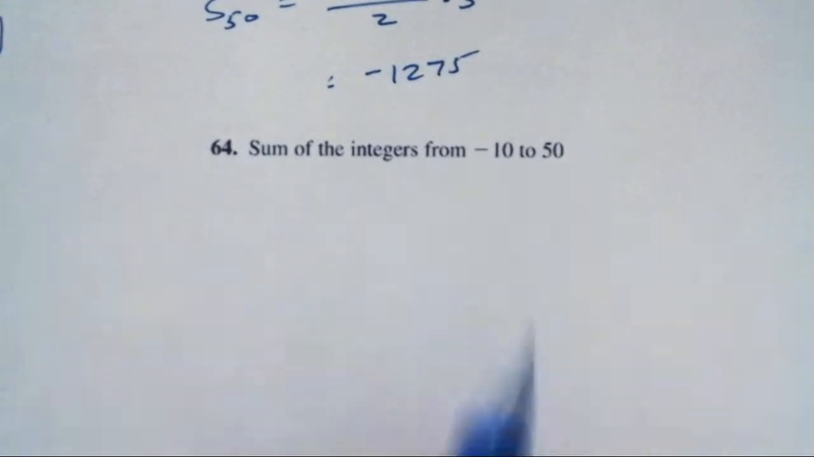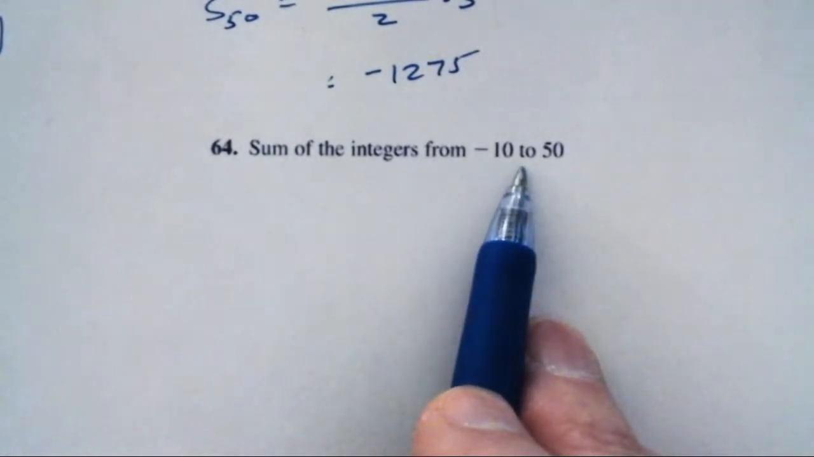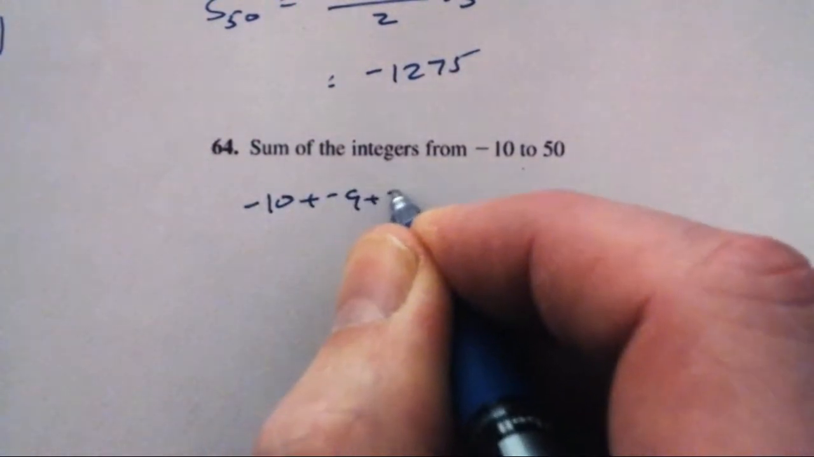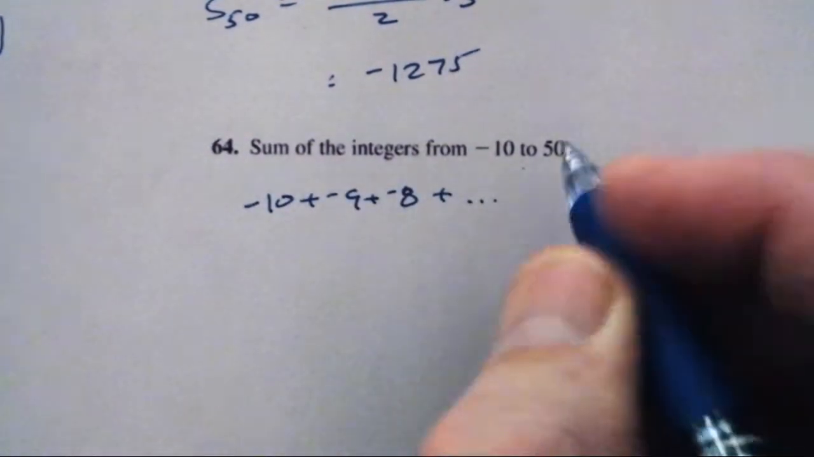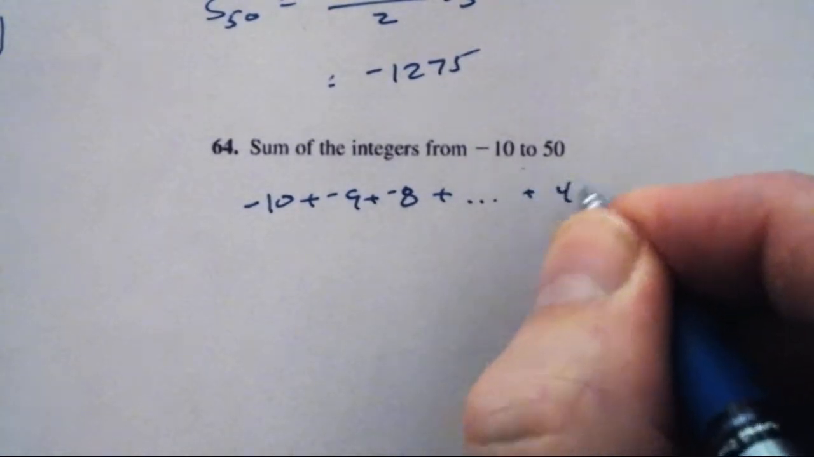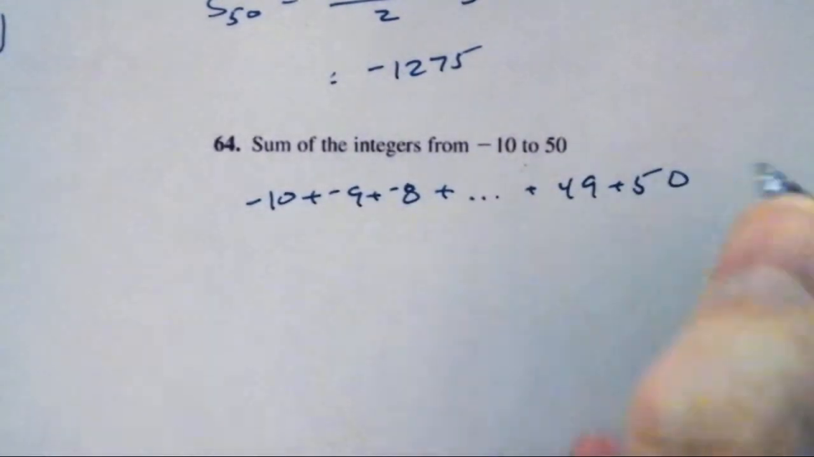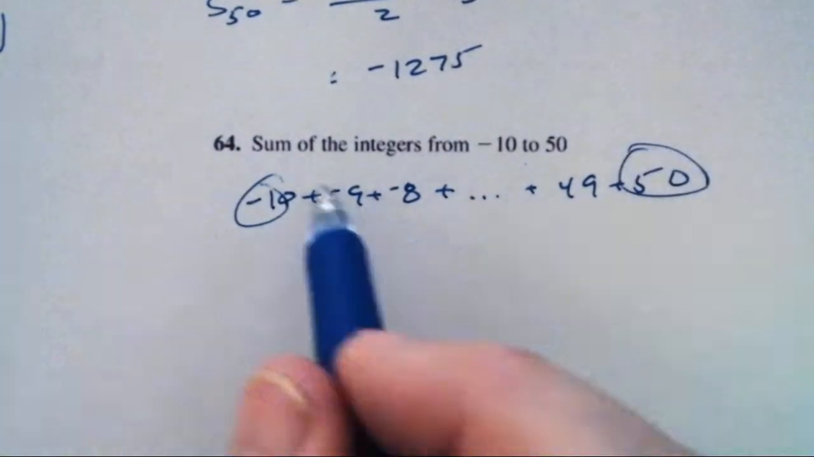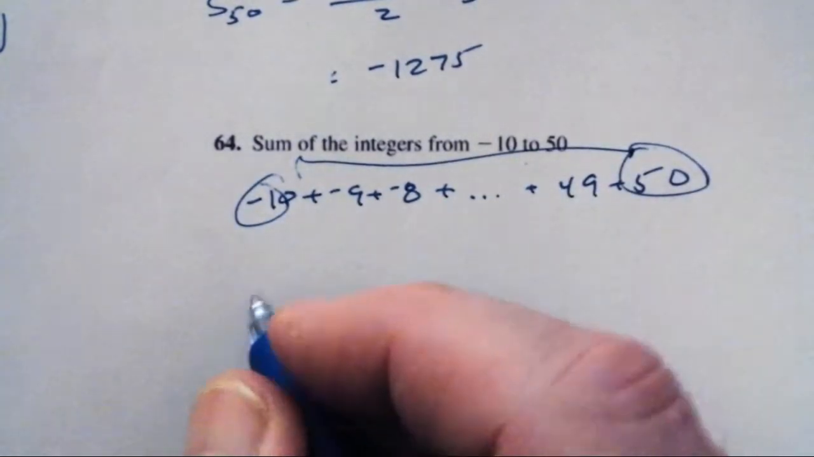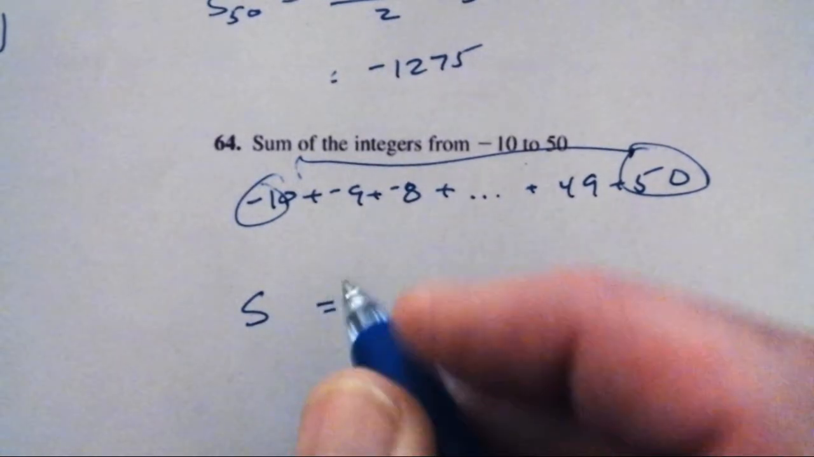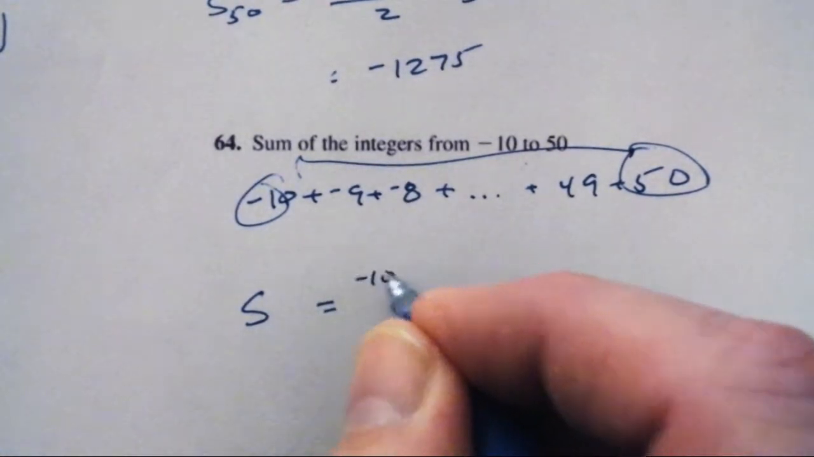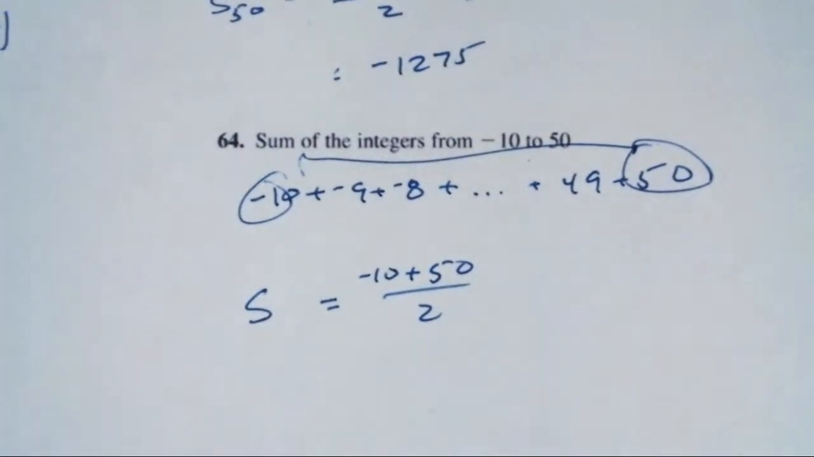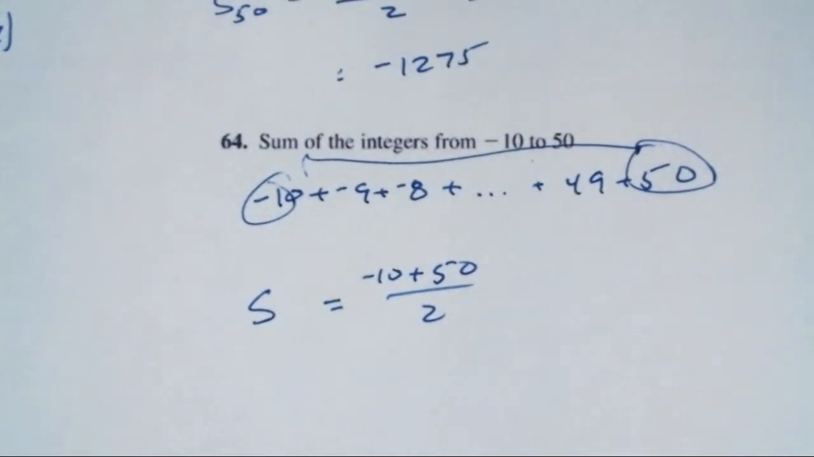This one people will miss. Got to be careful. You'll see why, I believe. So this would be negative 10 plus negative 9 plus negative 8 plus dot, dot, dot plus 49 plus 50. And definitely arithmetic. Common difference is 1. The sum equals the average term, negative 10 plus 50 over 2, times some number of terms. But how many terms are we dealing with here?